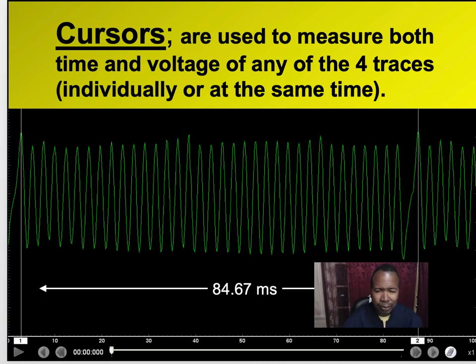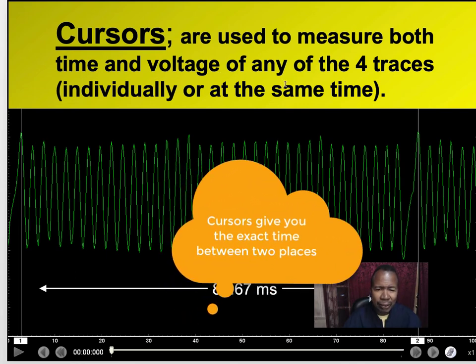Here's another one. Here's another cursor. This is 84 milliseconds, 84.6 milliseconds. Look at my cursors here and here. So that's giving me the time from this one event here all the way to over here, right at the screen. That's one cycle. The cursor I use to measure both time and voltage of any of the four traces individually or at the same time. So the cursor gives me voltage or time.